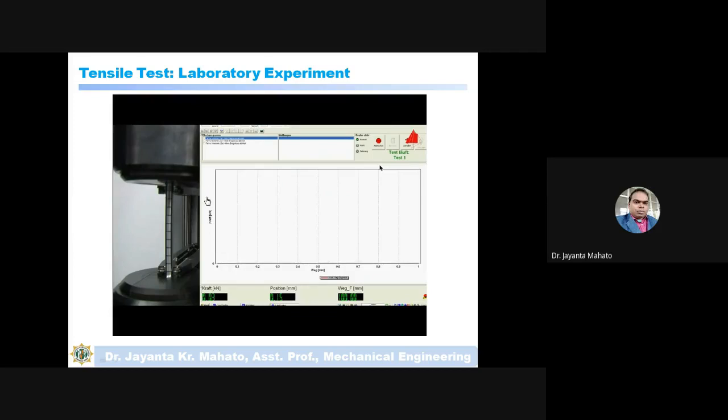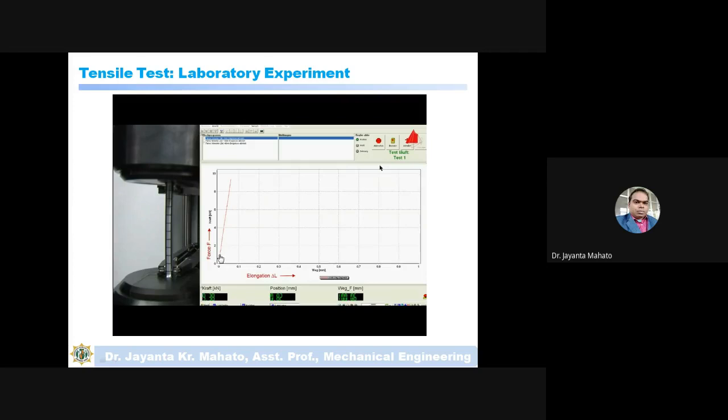So along the y-axis is the force, nothing but the force, and along the x-axis is the elongation. In this window you can see the force in Newton, and in this window you will see the position. From this position you can measure the elongation.